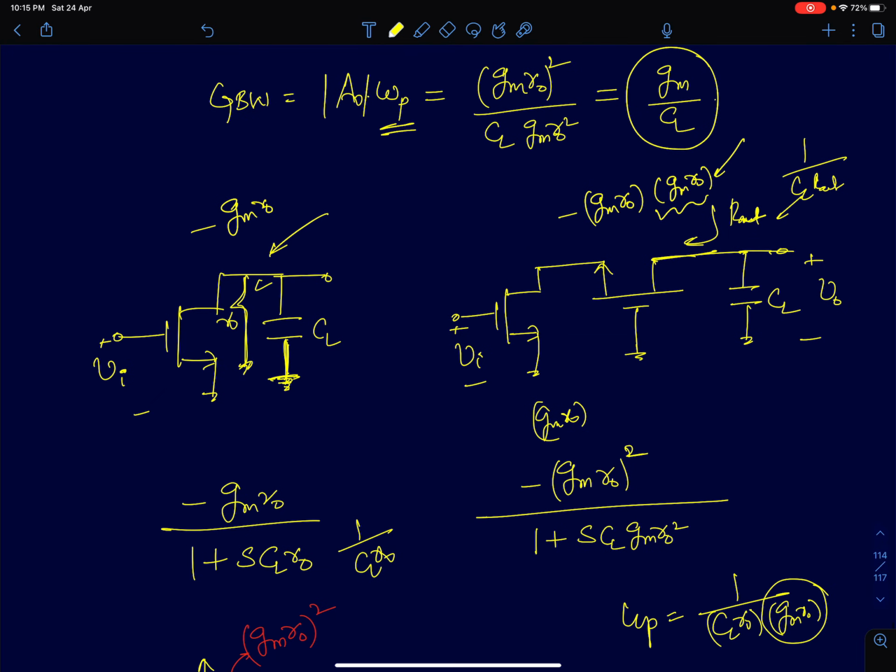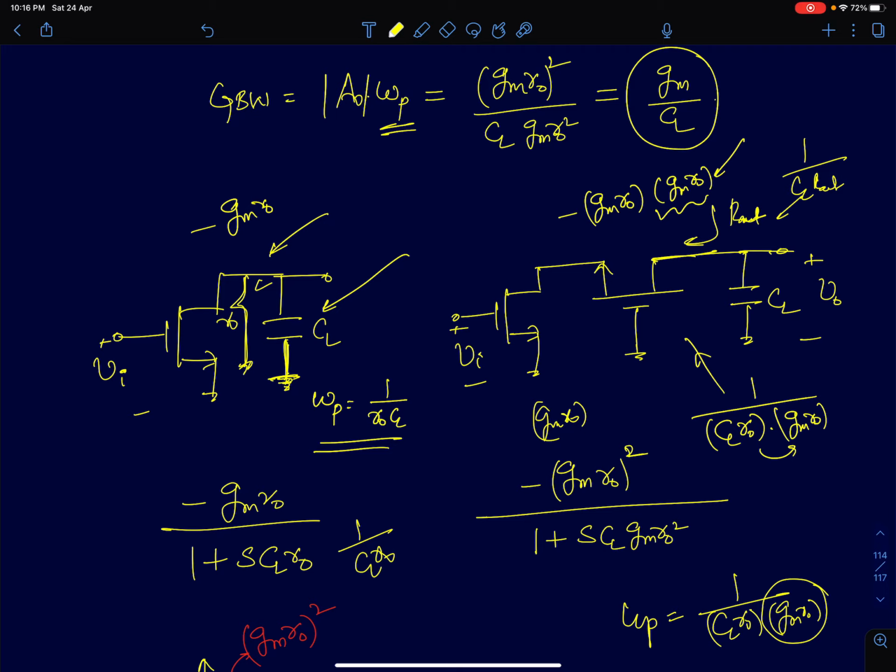The pole, however, for a common source amplifier, is at 1 by r0 CL. So this is the common source amplifier. We have already analyzed the circuit. The pole is at 1 by r0 CL. But for a cascode amplifier, the pole is at 1 by CL into Rout, which is 1 by CL r0 times gm r0. So your output resistance is increasing by gm r0. Therefore, the pole is decreasing by gm r0.